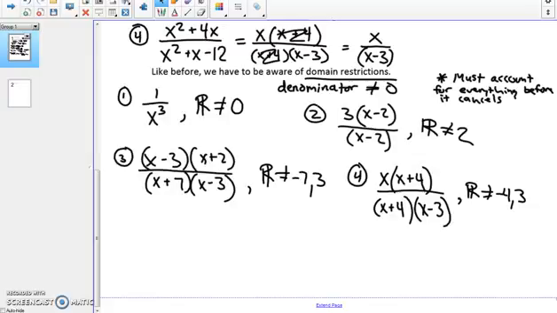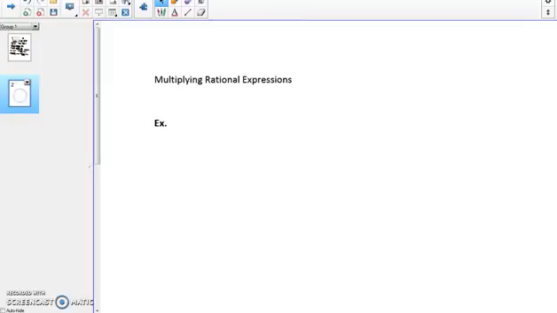Okay. So far, so good? All right, let's go to the next page. We've got a few examples to do there. The next page says multiplying rational expressions. So now we're taking two expressions and we are multiplying. It sounds actually a lot harder than it really is.